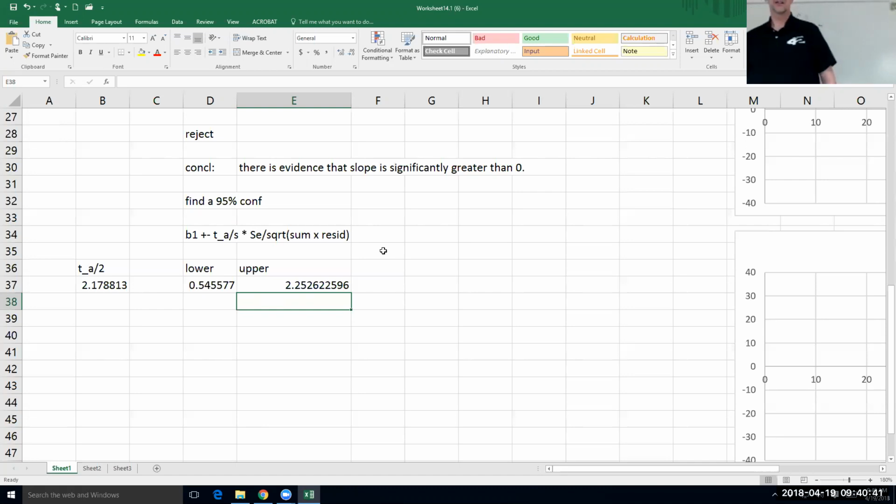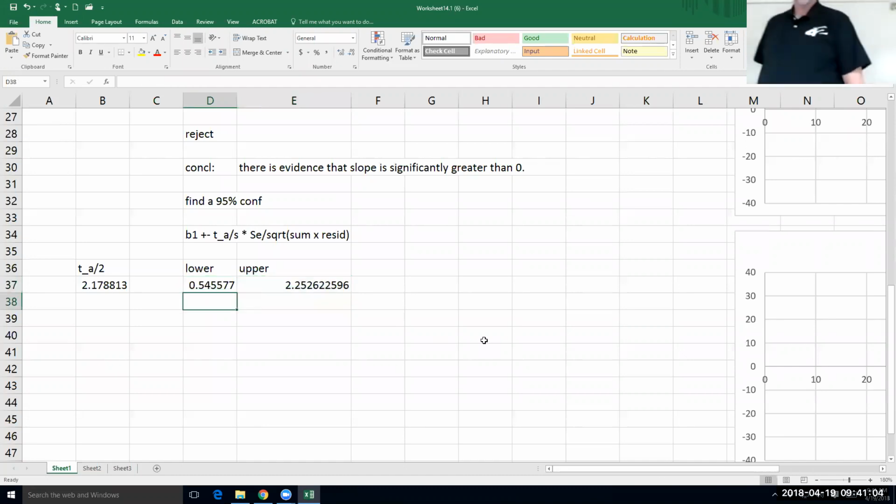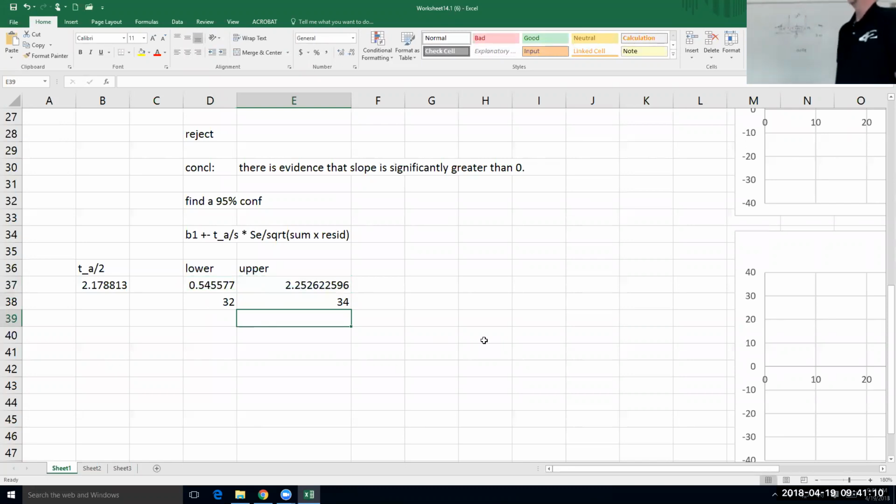So here's the tricky part, and I know this is confusing to students. Ethan did really good because I asked you if that number seemed reasonable. Now, here's the problem. On the last test, a lot of you made mistakes on your confidence interval. Now, I'm going to make a mistake, 32 to 34. Does that number seem reasonable to you? No, because 1.3991 is not in your interval.